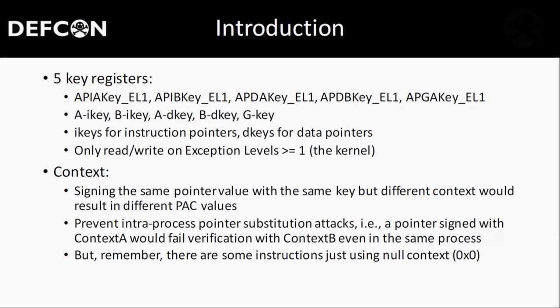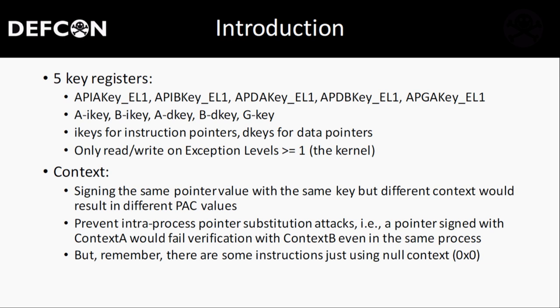There are five key registers in the CPU. They are called AI key, BI key, AD key, BD key, and G key. Here, the I keys are used for instruction pointers, sign and verification. And the D keys are used for data pointers. These key registers are only readable and writable on exception levels larger than EL1.